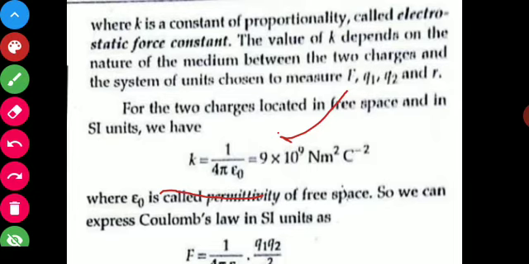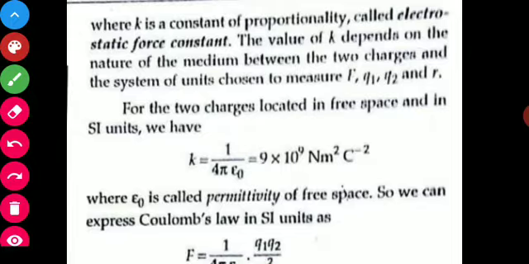So basically, if we are given that the medium is free space, it is vacuum, then we will take the value of K as 9 into 10 to the power 9. Now here units are given, and you can easily calculate the units.